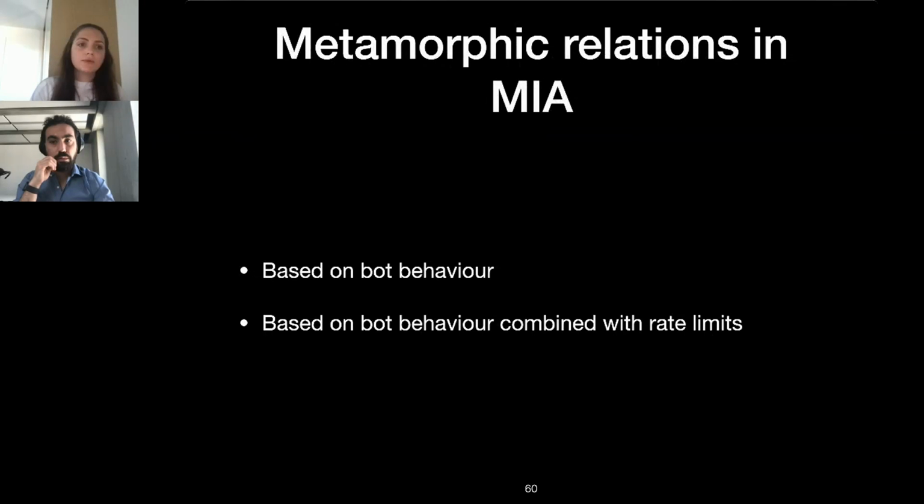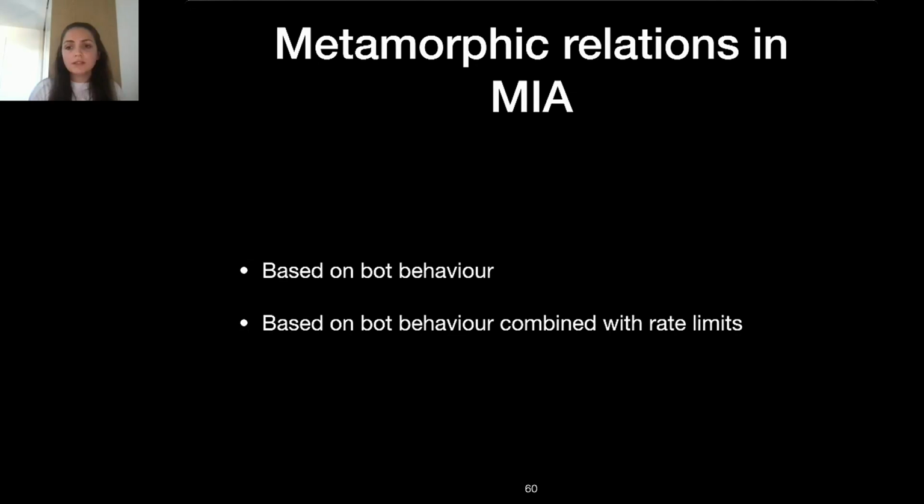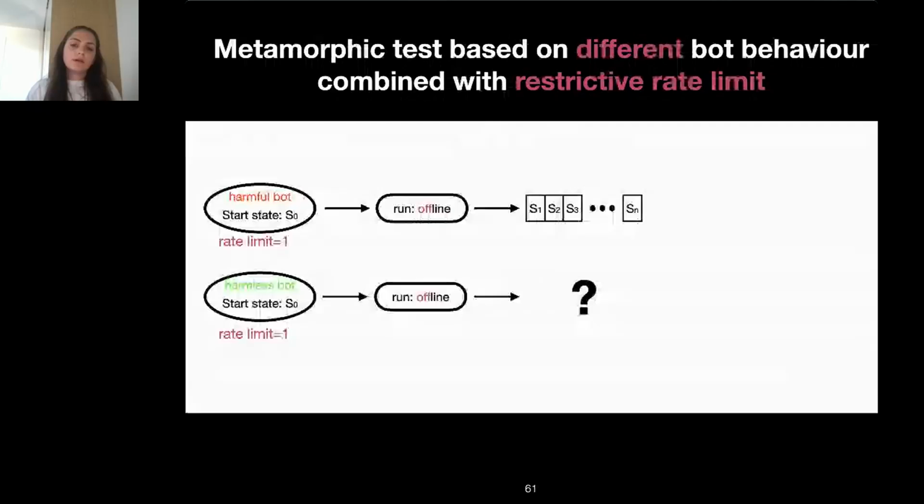The second type of metamorphic relations that we test is based on bot behavior combined with rate limits. So let's say we have two bots that are supposed to behave differently, running in offline mode.